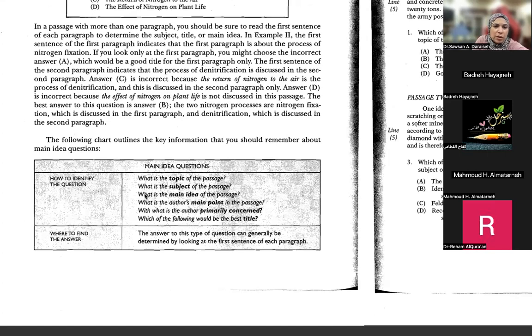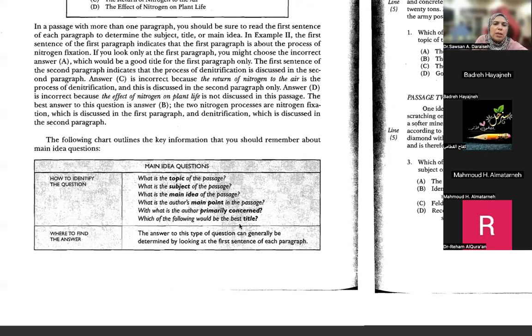How to identify the question. Listen, guys, main idea questions are really going to be like this. I might ask you, what is the topic of the passage? What is the subject of the passage? They mean the same, by the way, just different ways to ask about the same thing. What is the main idea of the passage? What is the author's main point in the passage? With what is the author primarily concerned? Primary concern, like what does he really care about in this passage mainly?